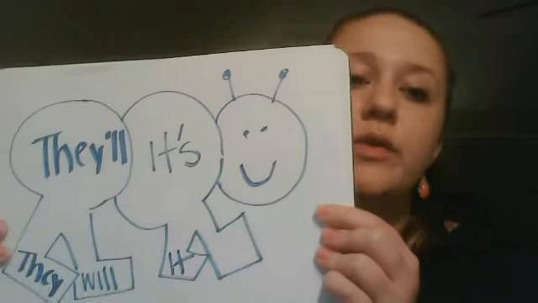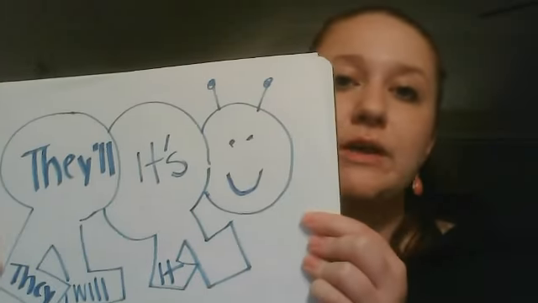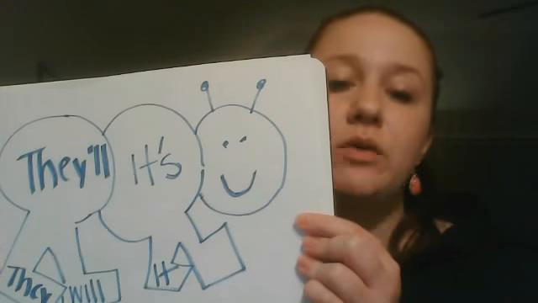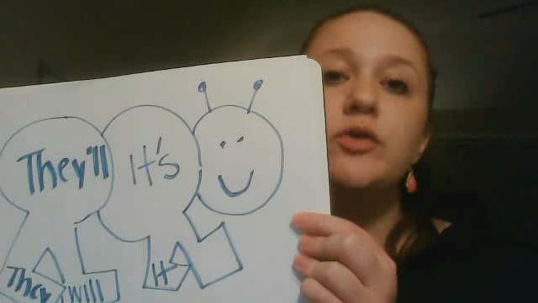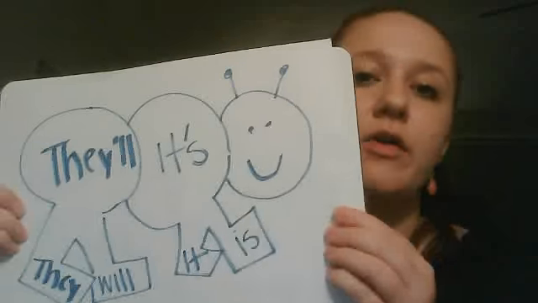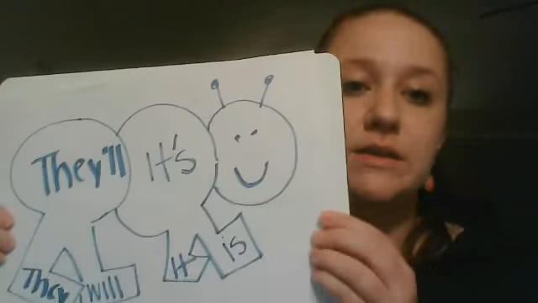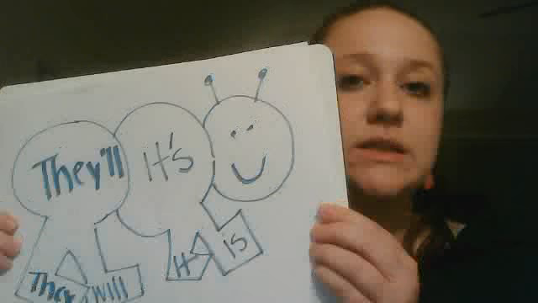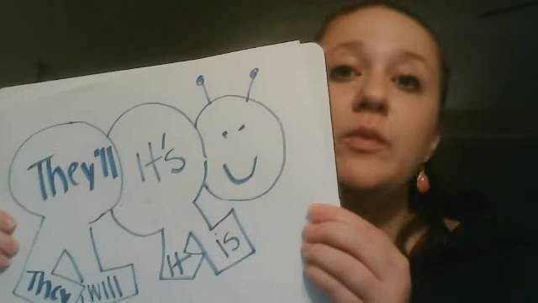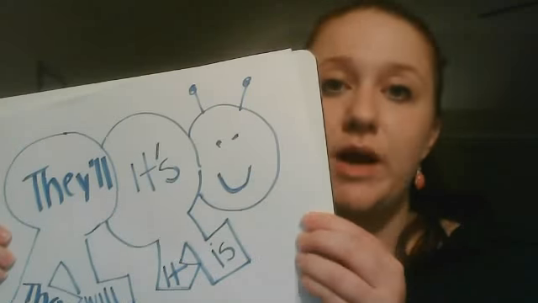So we will write in the word it. And now we can remember that when we read back to our poem, we found out that it's stands for it is. So we're going to put the second word of our contraction, is, into the second leg of our contraction bug under it. Now that we've had a chance to make our contraction bug, and we have something to look at to remember these contractions, everybody's going to get a chance to make one.